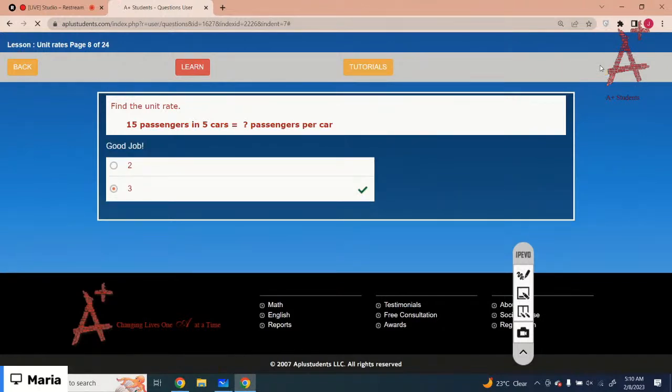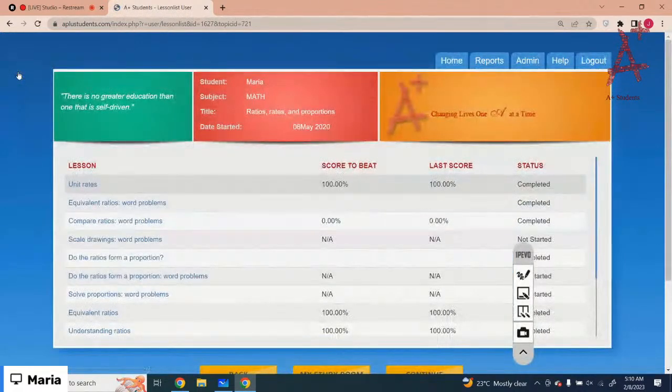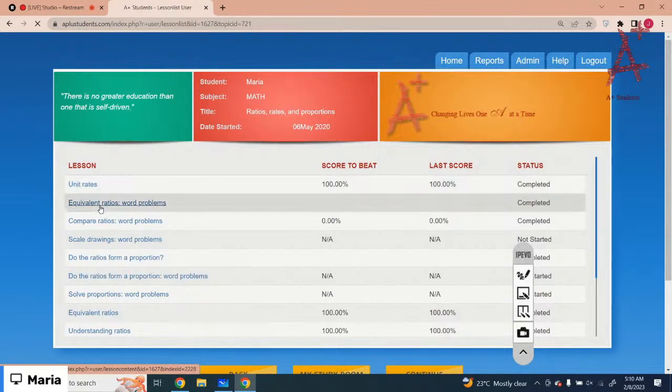Okay, you can complete the test by yourself later today. Let me just move on to the next lesson. You have to complete the rest of the questions by yourself later today. Please make sure if you have any problem, you can contact the tutor on Skype. They are available from Monday to Friday, 5 to 9. Got it? Let's start with the next lesson, that is equivalent ratios word problems.